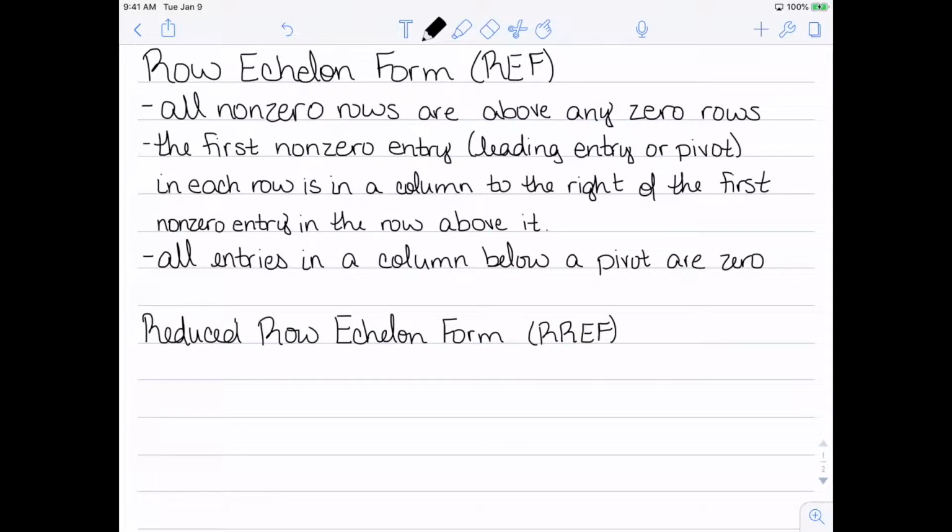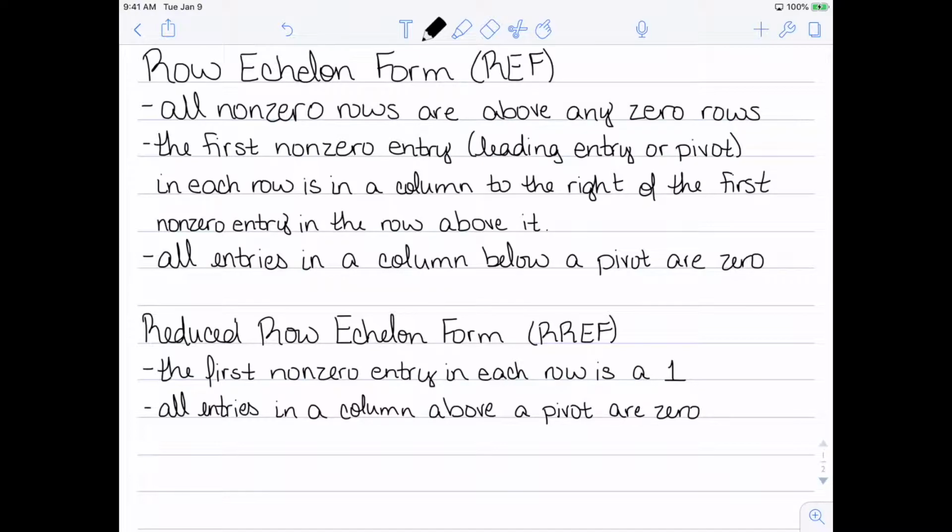While row echelon form is very helpful, we're particularly going to be interested in reduced row echelon form, abbreviated RREF, when we're solving systems. Reduced row echelon forms are row echelon, but they have extra conditions as well. So we have all three of these conditions satisfied and two more. The first extra condition: the first non-zero entry in each row is a 1. And finally, all entries in a column above a pivot are 0. With row echelon form, we needed all of the entries below the pivot to be 0. In reduced row echelon form, we need all of them above and below.